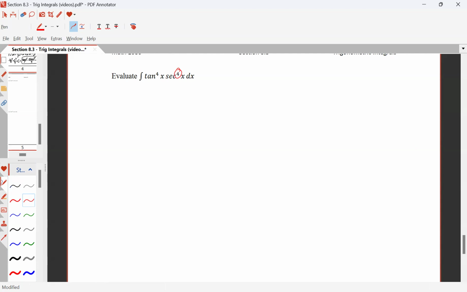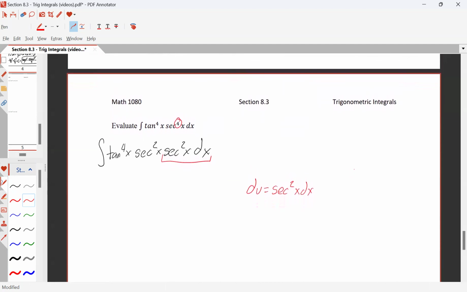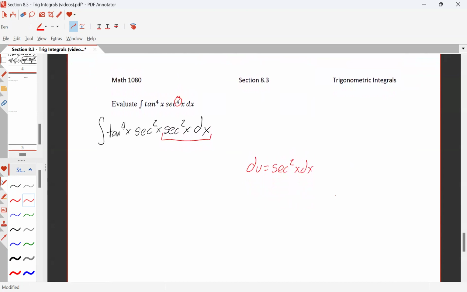So if secant is even, we are going to factor out a secant squared x dx. And we want this to become our du. We ultimately want du to be secant squared x dx. So that would mean we want u to be tangent x. So we need the secant squared that's not part of the du to be rewritten as tangent.